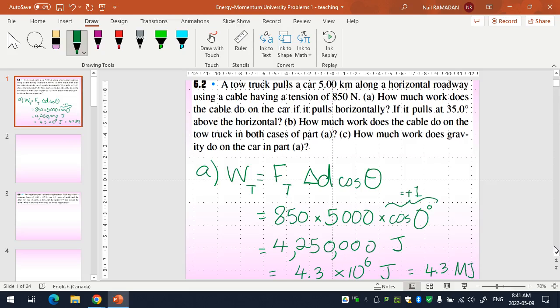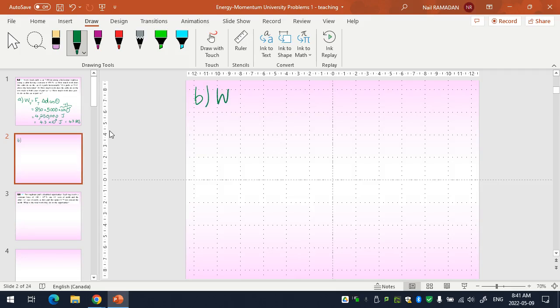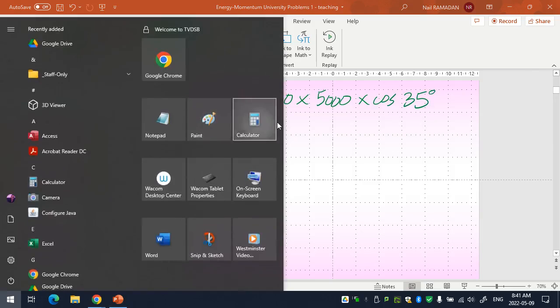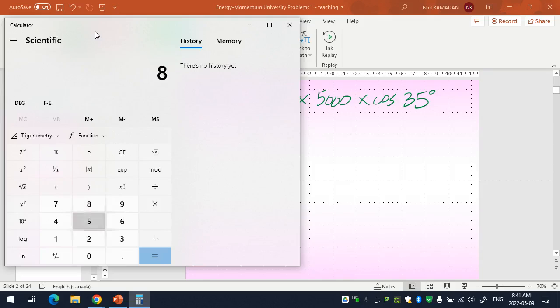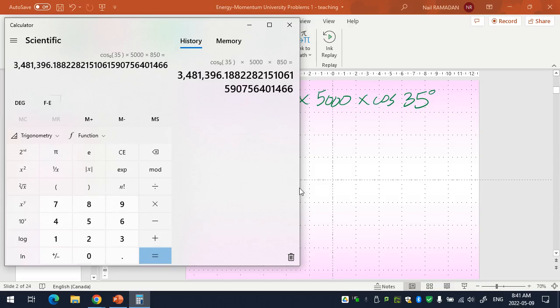Okay? So for part B, we're just going to say W of tension equals still 850, still 5,000, but now cosine of 35 degrees. I'll get my calculator. Let me do the cosine first. 35 cosine times 5,000 times 850. Obviously, we expect less than 4.3 million because now the angle is not 100% with the motion. Yep, there you go.